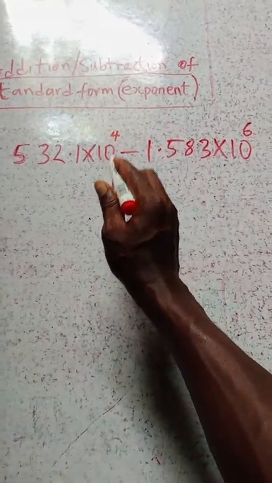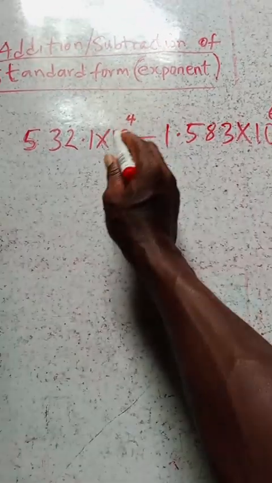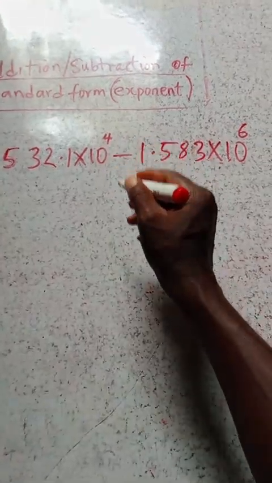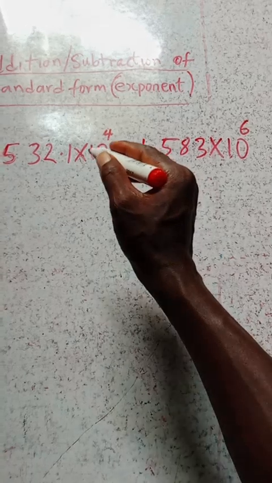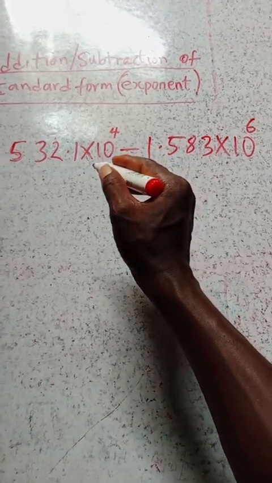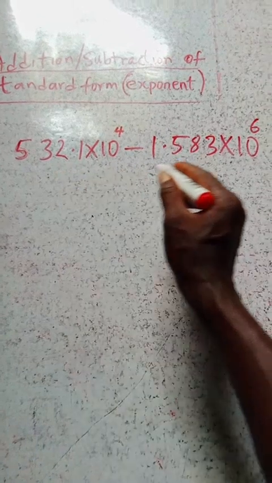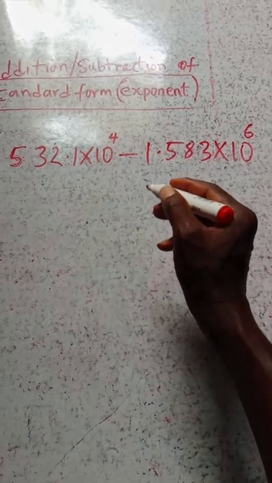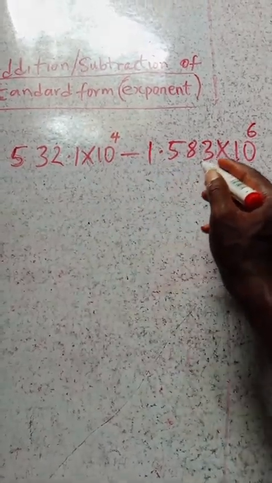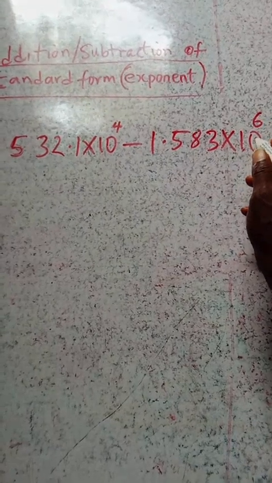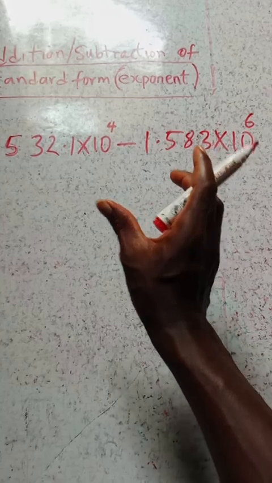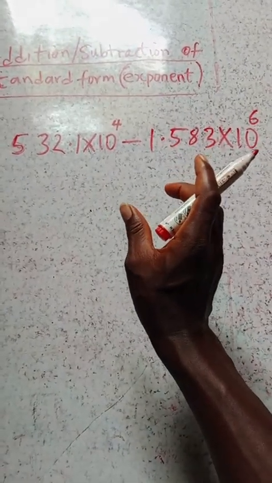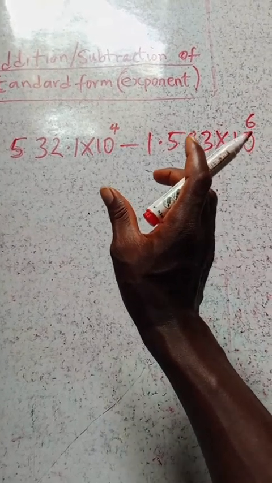I told us that when the exponents are not the same, when the powers are not the same, you cannot subtract, neither add, the standard form of numbers. Are you getting it? So what do we do? We have to make sure that the two exponents are the same before we can subtract.